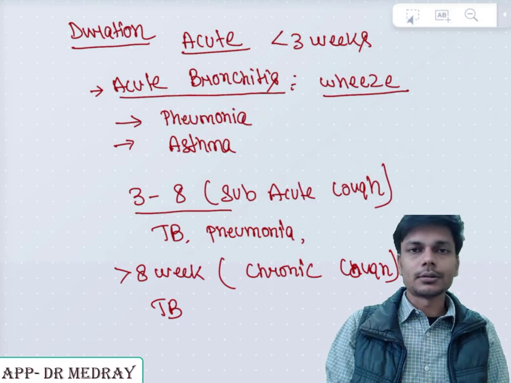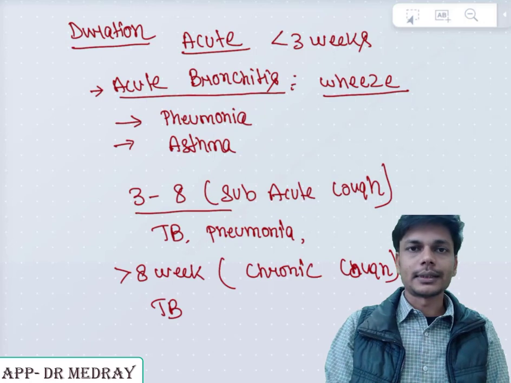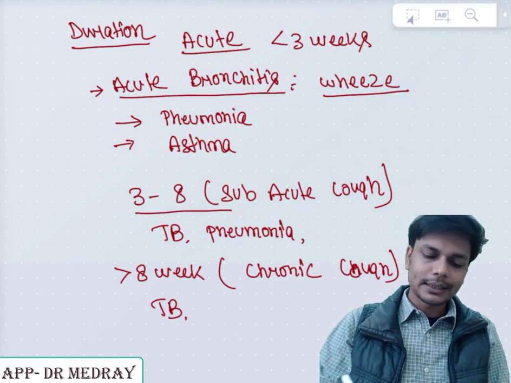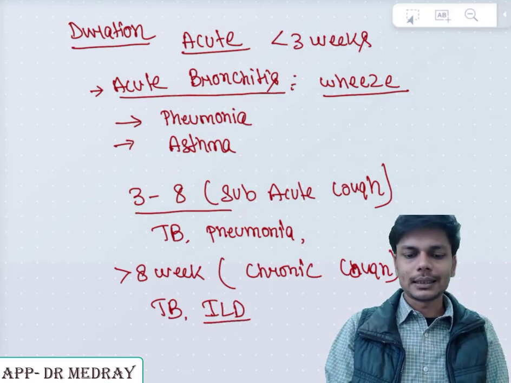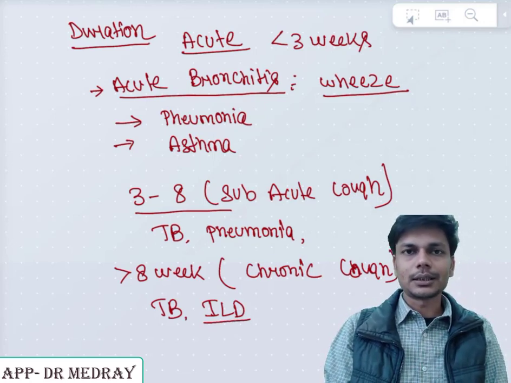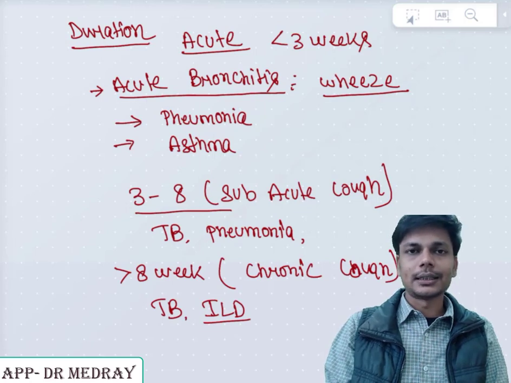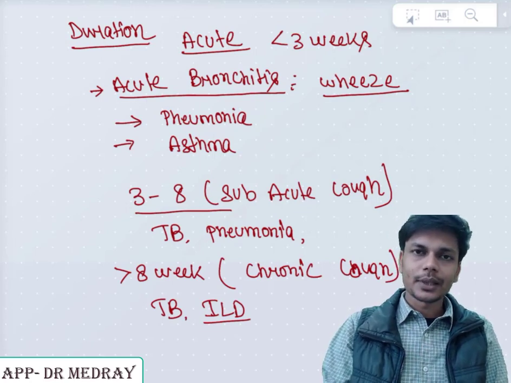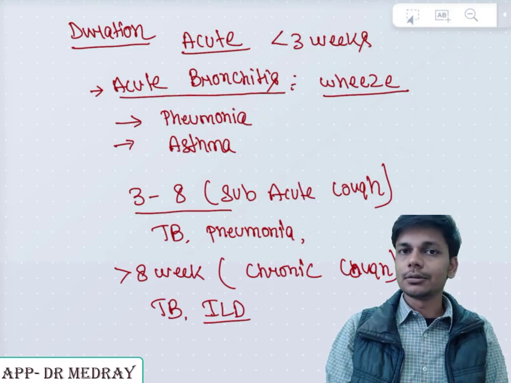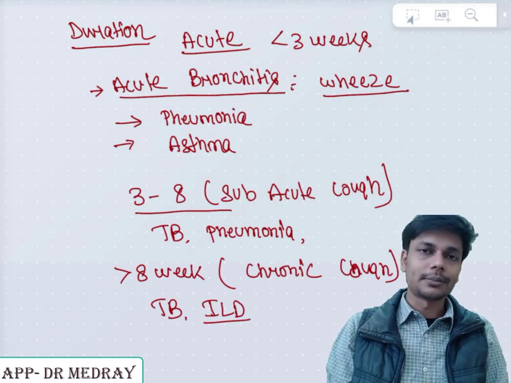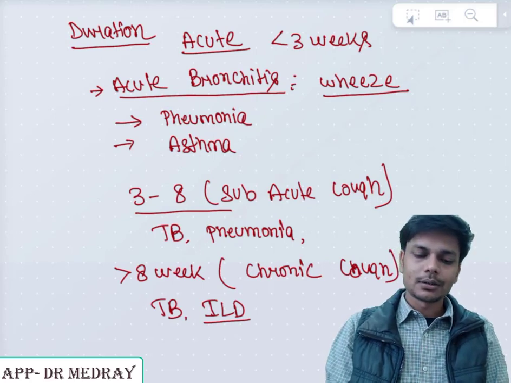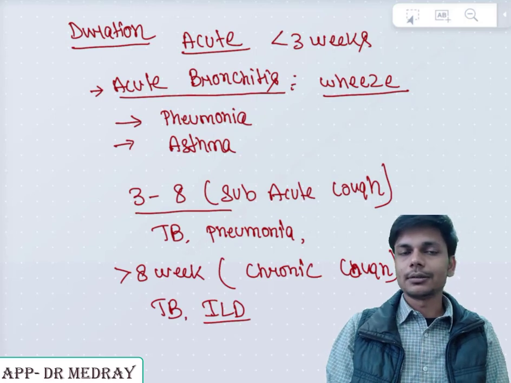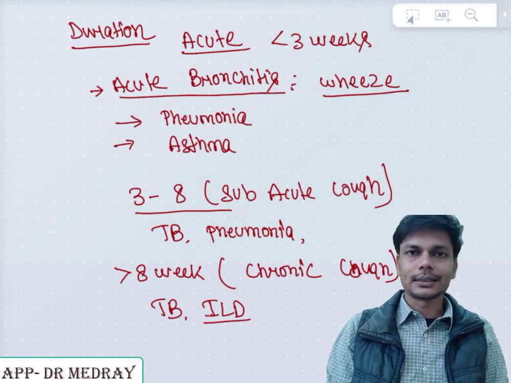In a patient of tuberculosis who didn't take any treatment, the cough may persist for more than 8 weeks. If the person has an interstitial lung disease, it usually presents with chronic cough. And what are the other features of interstitial lung disease? The patient of ILD usually has dry cough and dyspnea on exertion, that is, breathlessness on activity.